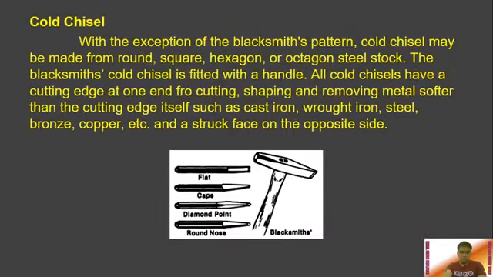Then we also have the cold chisel. With the exception of the blacksmith pattern, cold chisels are made from round, square, hexagonal, or octagonal steel stock. The blacksmith cold chisel is fitted with a handle. A cold chisel has a cutting edge at one end, for cutting, shaping and removing metals softer than the cutting edge itself, such as cast iron, wrought iron, steel, bronze, copper, etc., and a struck face on the opposite side.